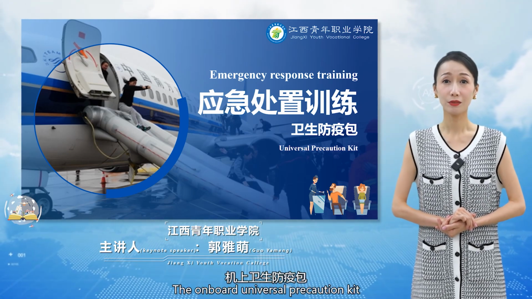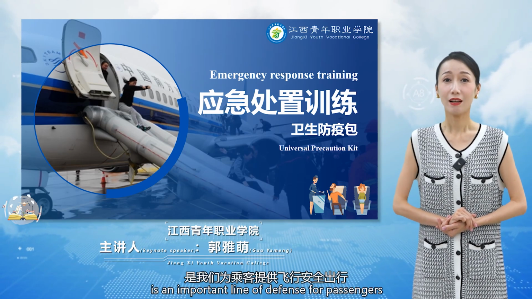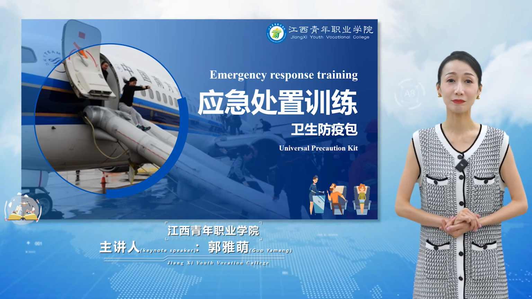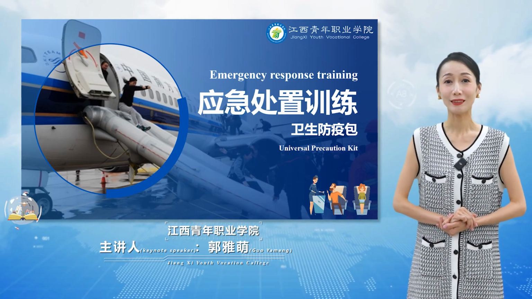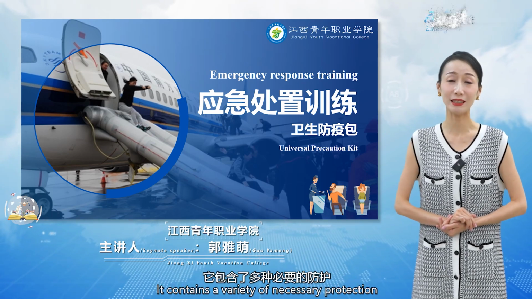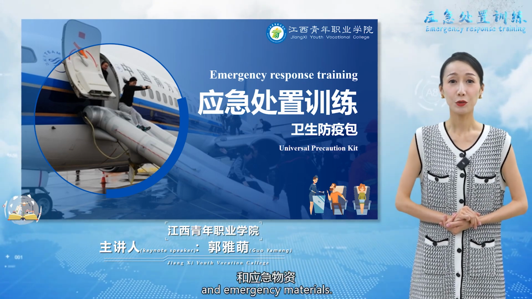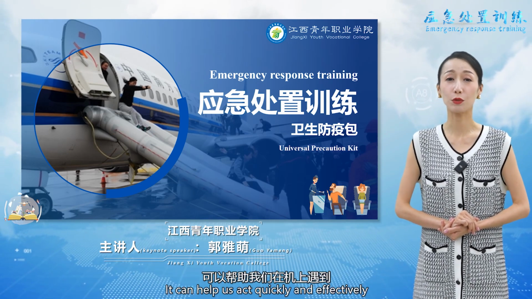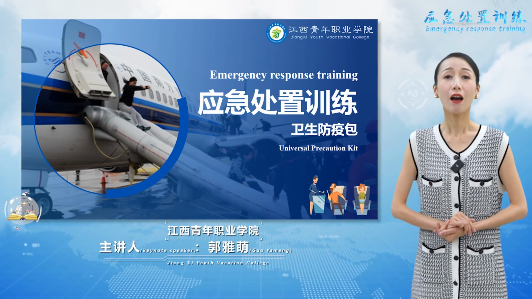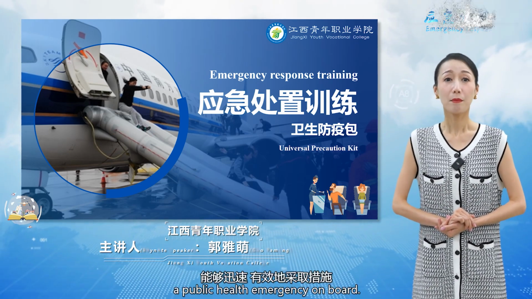The onboard Universal Precaution Kit is an important line of defense for passengers to provide safe flight travel. It contains a variety of necessary protection and emergency materials. It can help us act quickly and effectively in the event of a public health emergency on board.